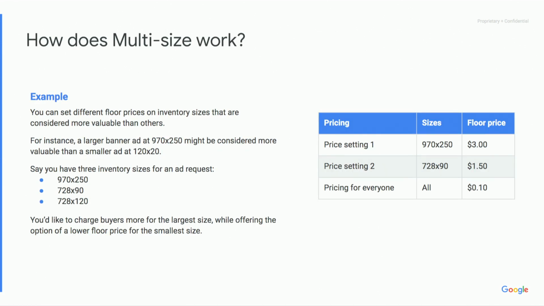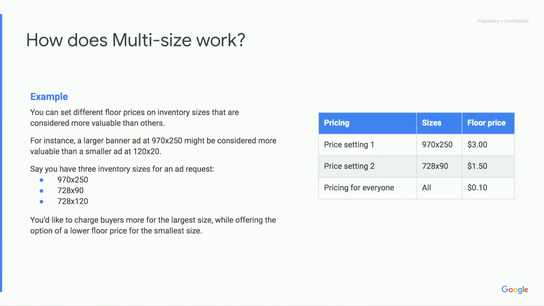So to help explain a little bit more about multi-size, we'll walk through a quick example. You can set different floors on inventory sizes that are considered more valuable than others. Usually a larger banner, like a 970 by 250, might be more valuable than a smaller ad at 120 by 20.